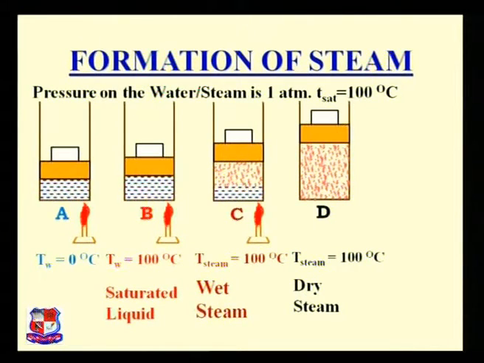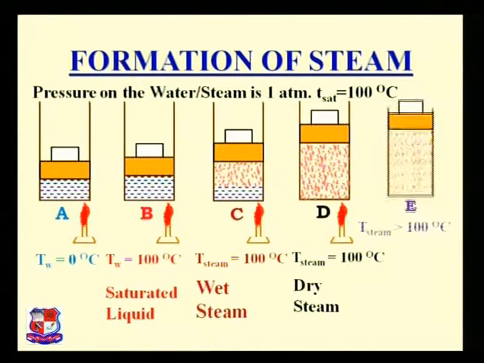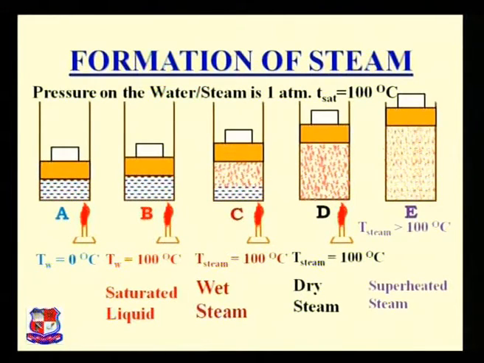Again, if we continue to heat the steam at point D, we reach state E, and the temperature of steam increases more than the saturation temperature, and that condition of steam is known as the superheated steam. So friends, we have studied all these steps of the formation of steam in the previous lecture.